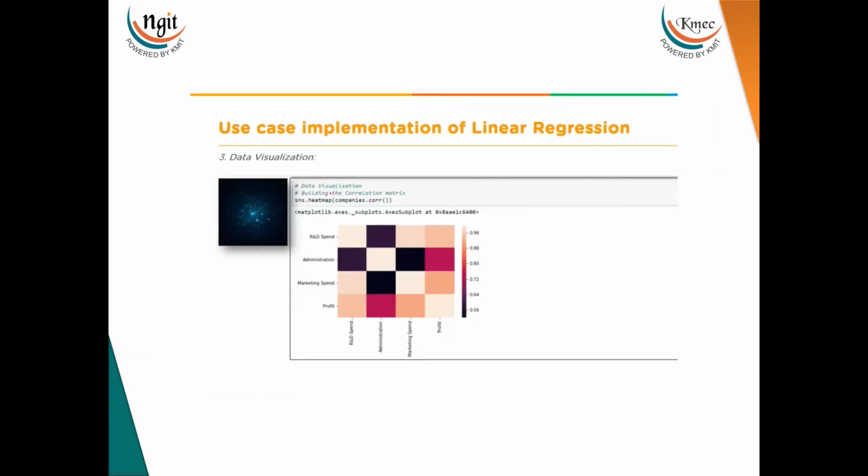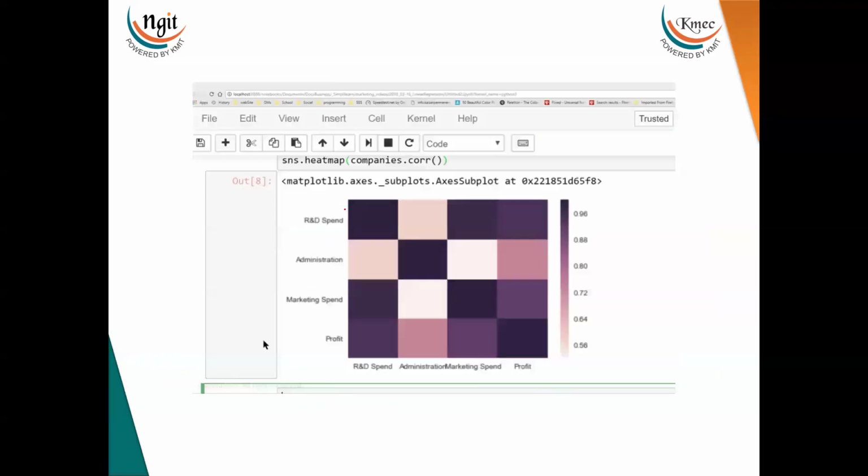Okay, here we are seeing with the help of a heat map, we are going to find out the correlation between all the variables. For that, we use SNS, that is Seaborn, for data visualization. And the next one is the same.